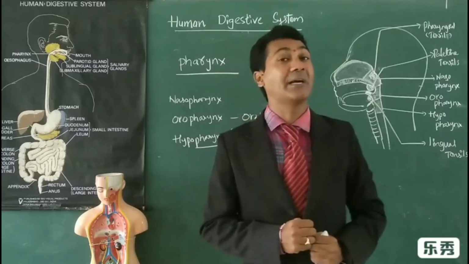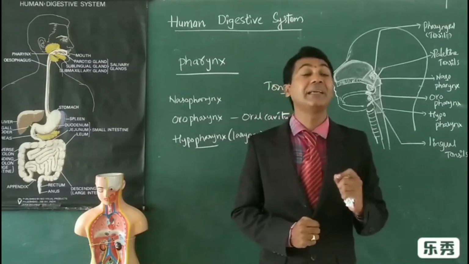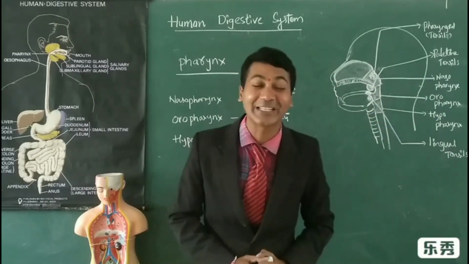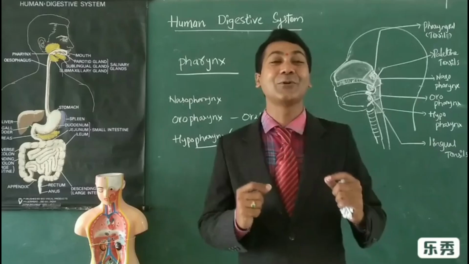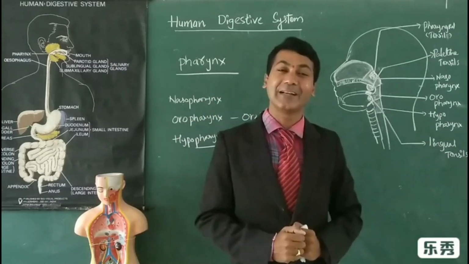And apart from that, my dear students, once you recollect your knowledge from the ear, middle ear and nasopharynx are connected with a tube called Eustachian tube. Eustachian tube connects middle ear to nasopharynx. So this is regarding pharynx.